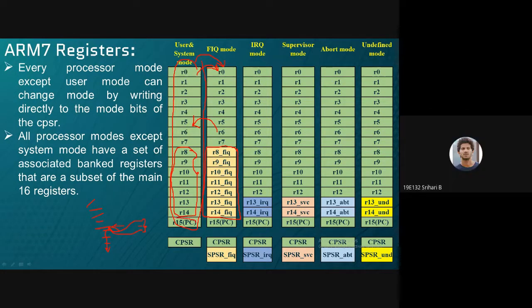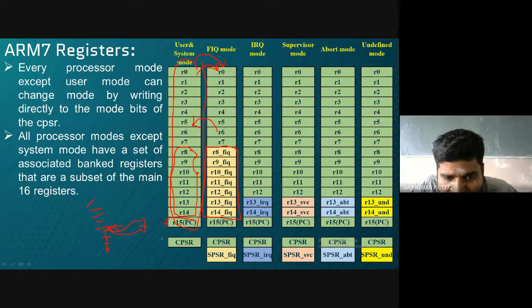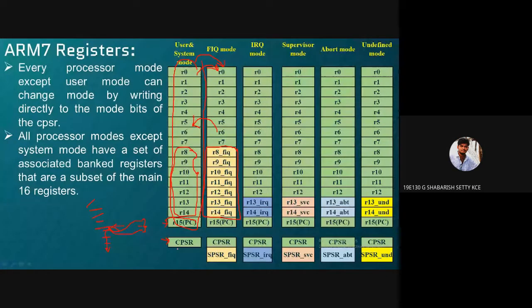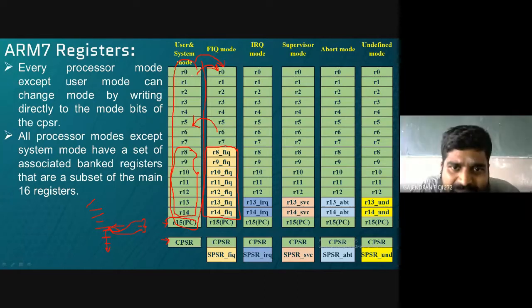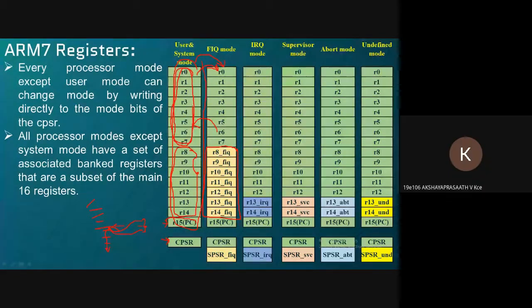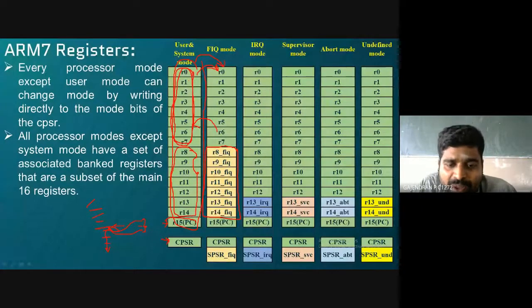R15, CPSR, then SP. Any other answer? R0 to R7. This is the one, huge one. You need to tell who said that answer. Sir, Akshay Prasad, very good. So whatever Sri Hari said was also right.